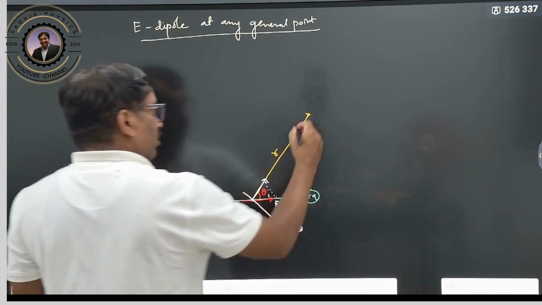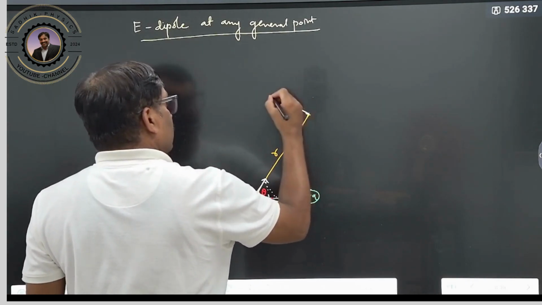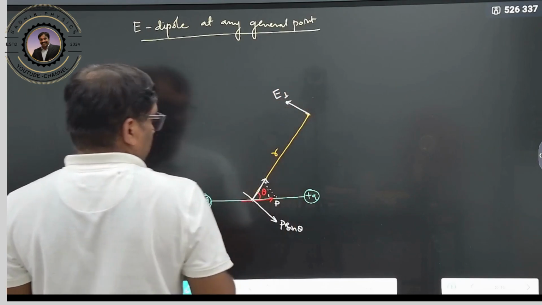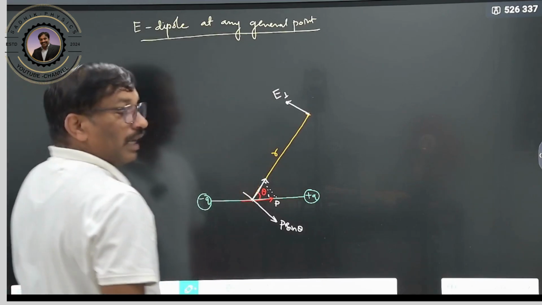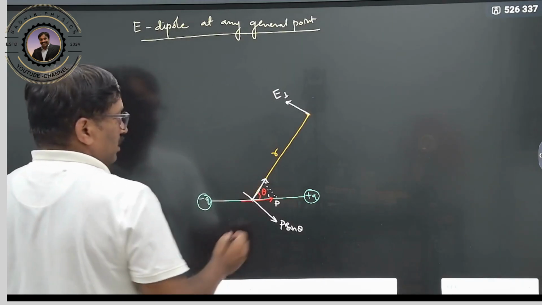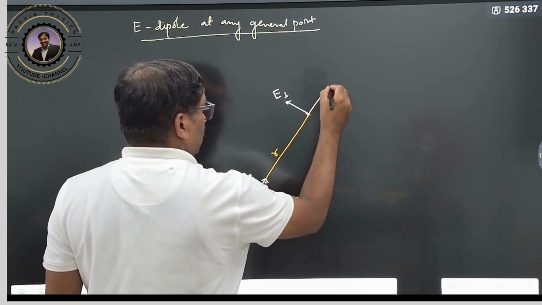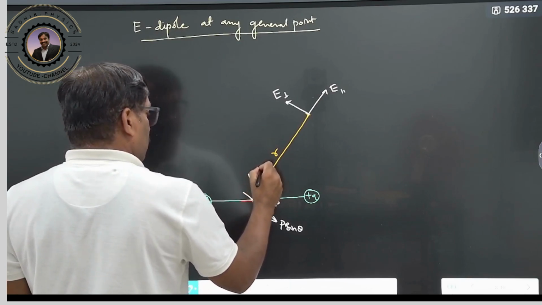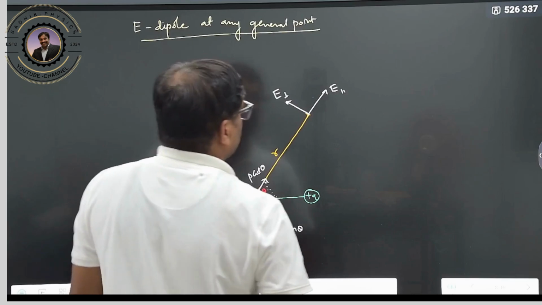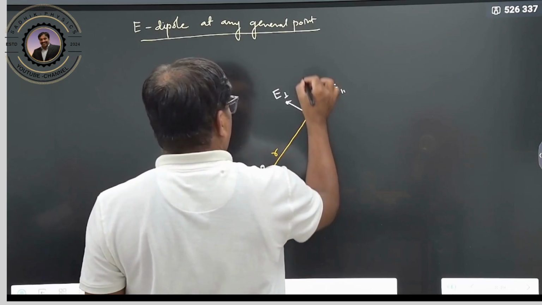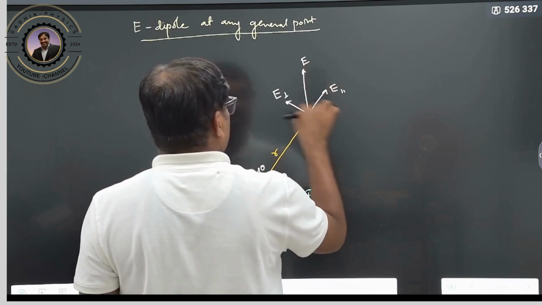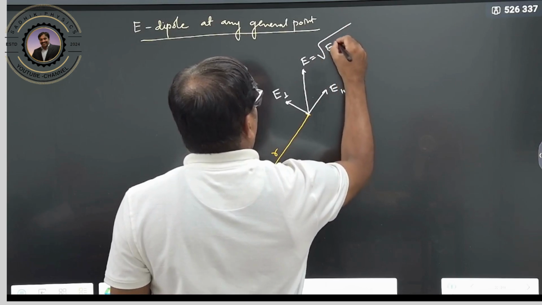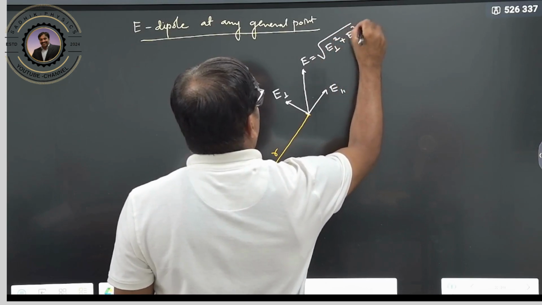This side is a dipole moment, so this will be the electric field due to the perpendicular component, that is the equatorial line. The other is along the axial line, E due to the parallel component. What is this one? P cos theta. So the resultant of this will be E, which you can write as root of E perpendicular squared plus E parallel squared.